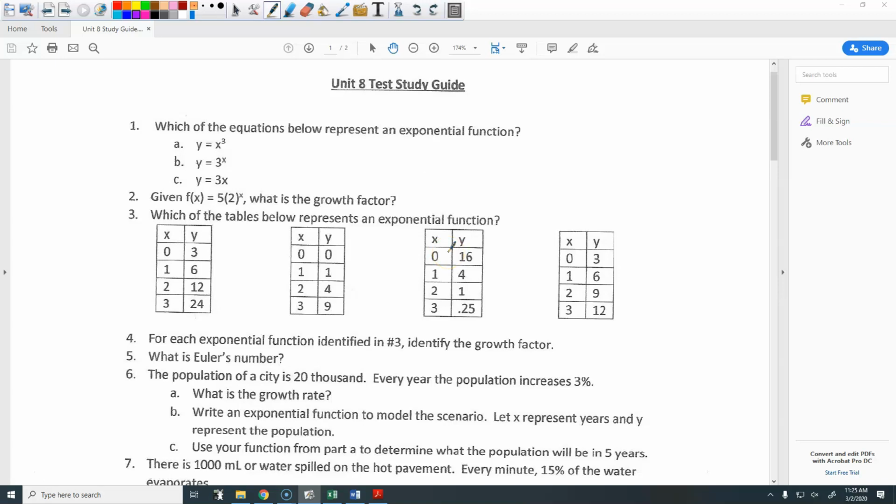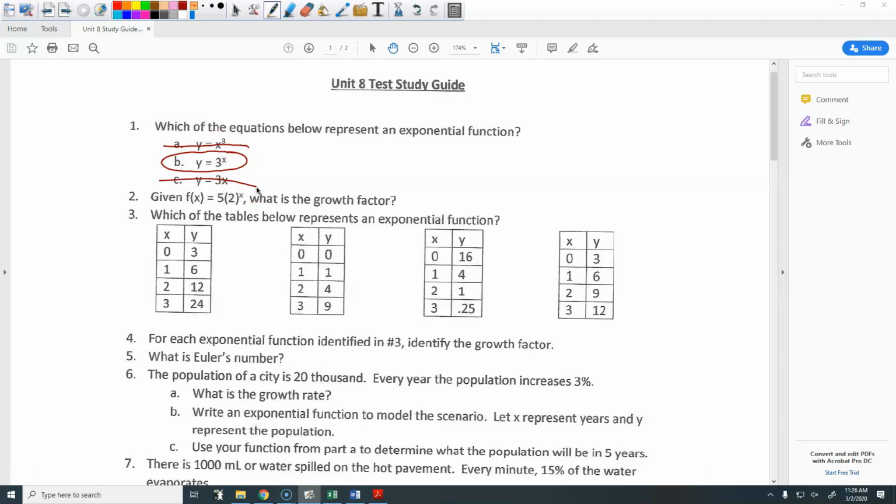Alright, so which of the equations below represents an exponential function? An exponential function is the one where the x is in the place of the power. And so that would be an exponential function. The other two are not exponential functions.